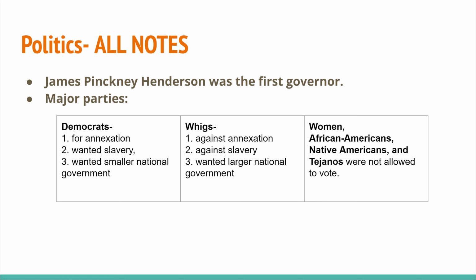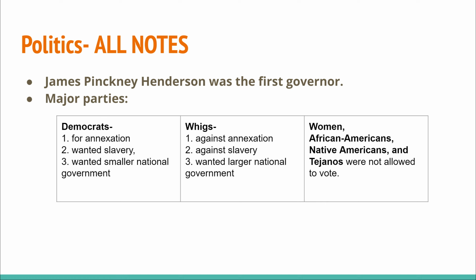So, some politics, all right? James Pinckney Henderson is going to be the first governor of Texas. And there's basically two major parties in Texas, okay? The Democrats want annexation. They liked the idea of Texas being part of the United States. They wanted slavery, and they were in favor of a smaller national government. They wanted less rules over what they could and couldn't do in the state.